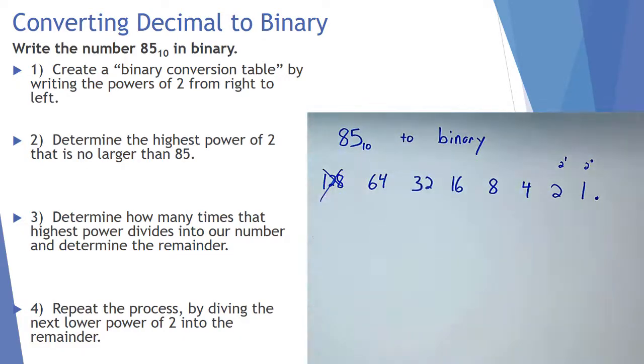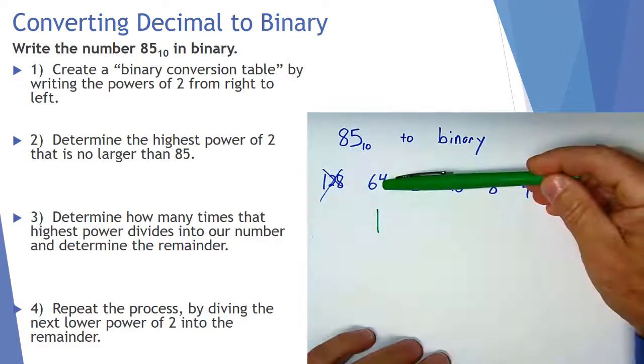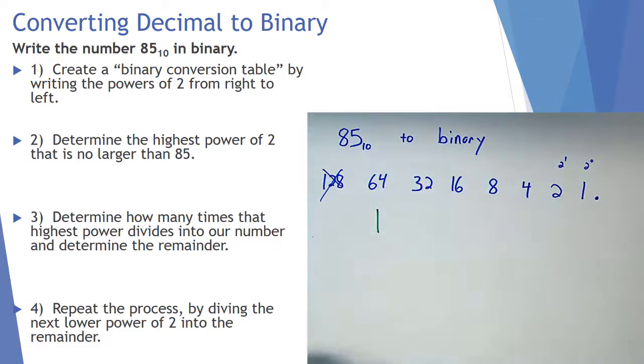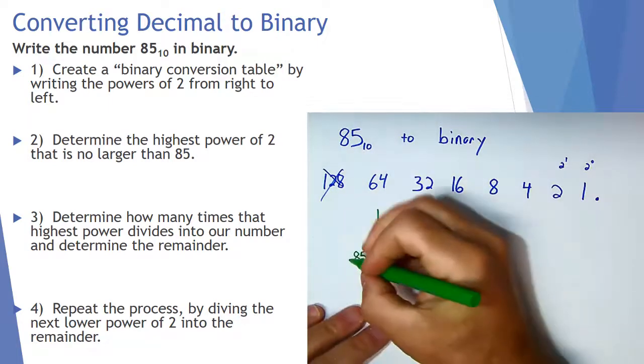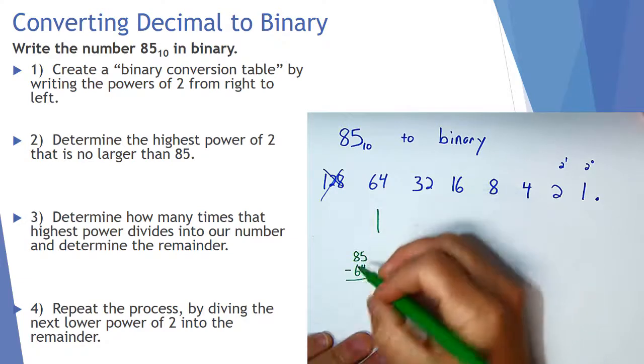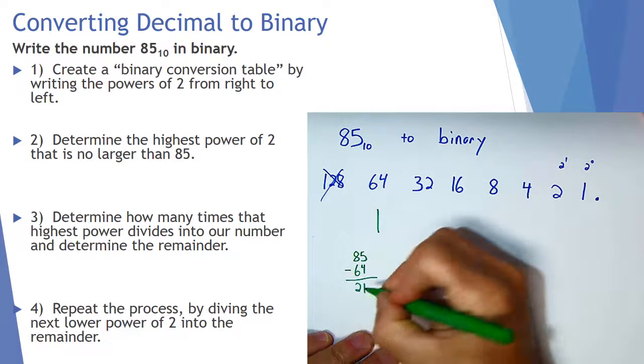64, and that's where our first 1 goes. So 64 goes into 85 just one time. And then we need to figure out how many are left. So we take 85 minus the 64 that we just allocated, and we're left with 21.